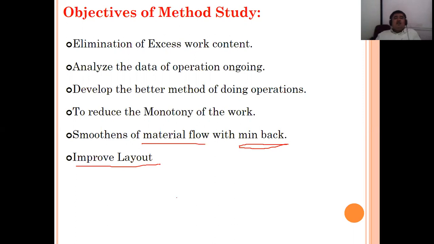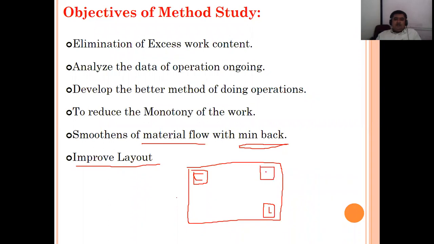So how is that layout improved? Let's talk about the same example. If this is your workshop floor, this is some area. If you put here a cutting machine, I will put a box and write here cutting machine, C. And the lathe machine, if I put it on this corner, I will write here L. The drilling machine is placed here, D. And I will put here the threading machine, T. So only threading is done here, external maybe or internal maybe.